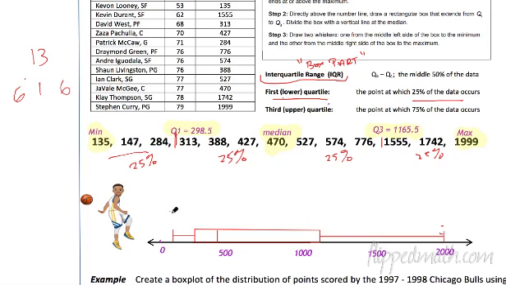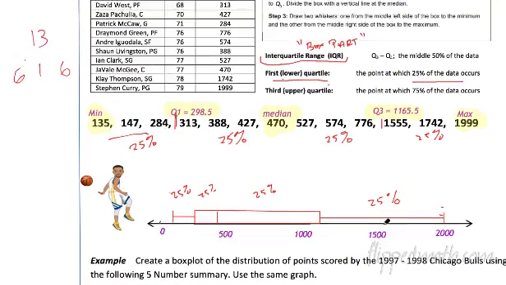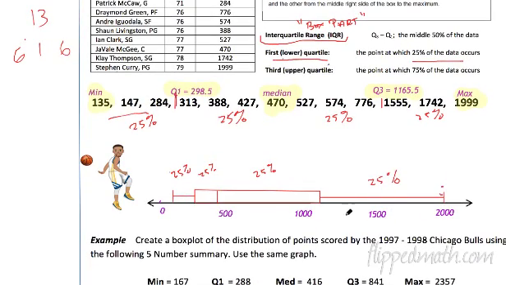Each part contains 25% of the total data. So you're going to start to get homework questions like how many points must be scored so that you're in the top 25%. Well, that would be between here and here. You'd have to use those numbers on the 5-number summary.